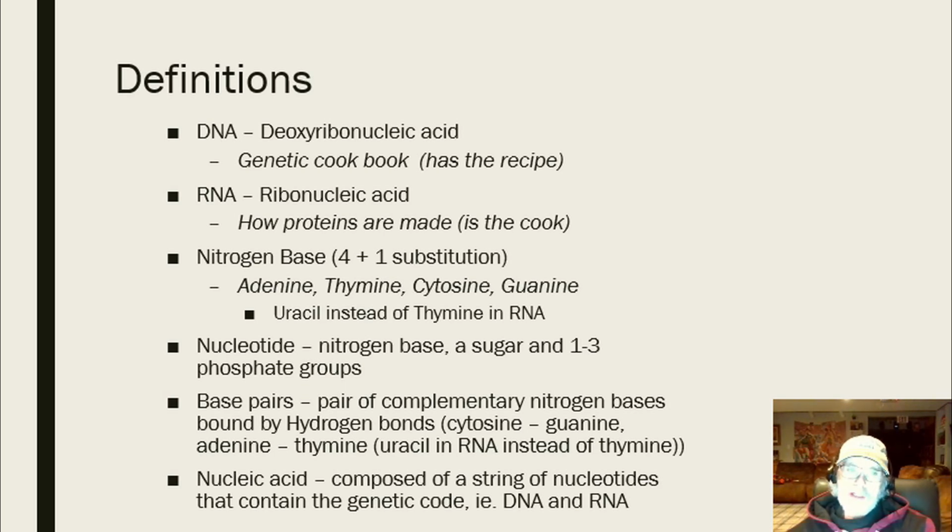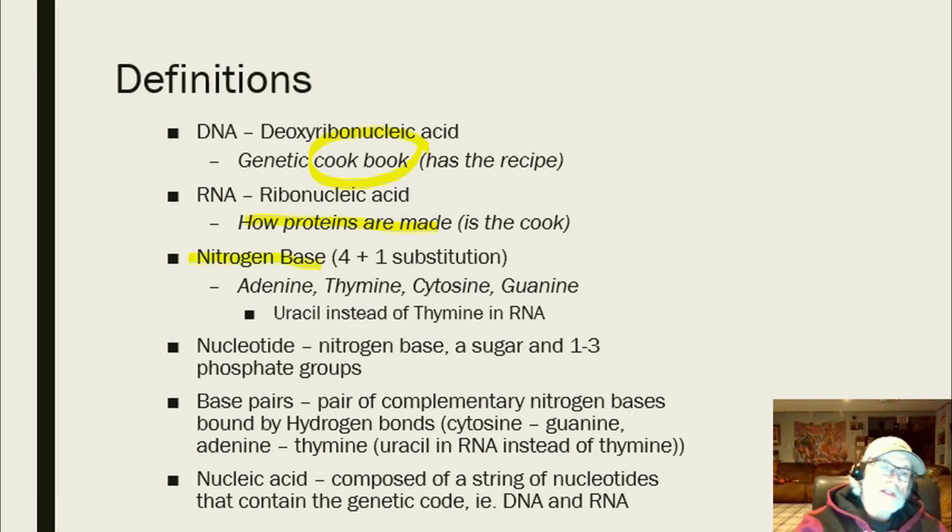Okay, the second definition we should talk about is RNA. RNA stands for ribonucleic acid. Where DNA has the cookbook, the recipe, RNA is how the proteins are made. We get the code from DNA, the code for how to make a protein, up in the cookbook. But the RNA is what's going to make it for us. We'll talk a little bit more about the RNA, and there are different types of RNA, which we'll talk about shortly.